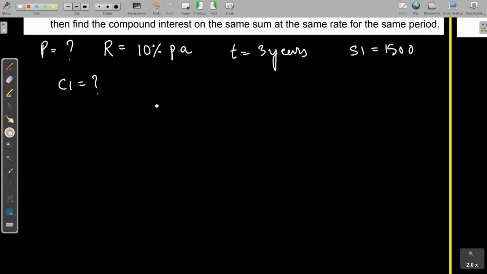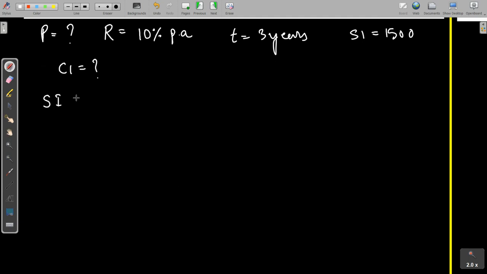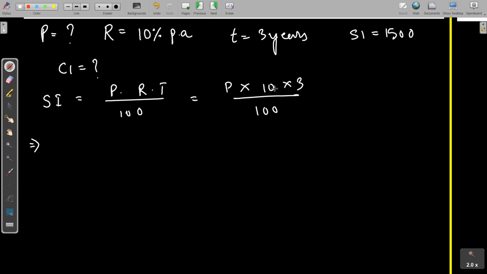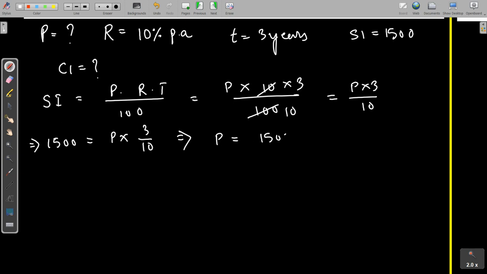Now, as we know the simple interest, can we simply use the formula for simple interest? On solving this, P we don't know, R we know, T we know, and 100. So this becomes 10. So P times 3 by 10, and the SI is 1500. So 1500 equals P multiplied by 3 upon 10. Can this be written as P equals 1500 multiplied by 10 by 3? That gives 5000. So we can say that the principal amount is rupees 5000.